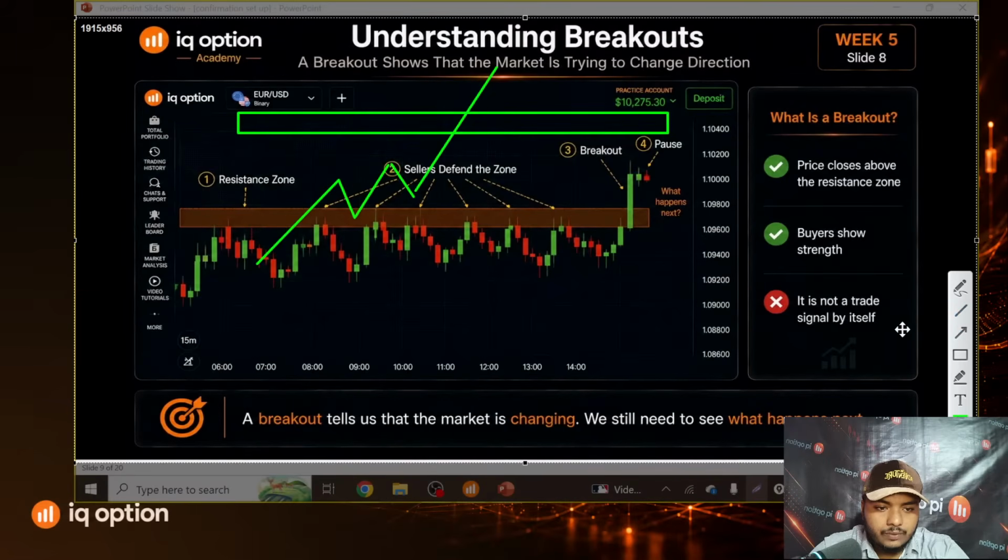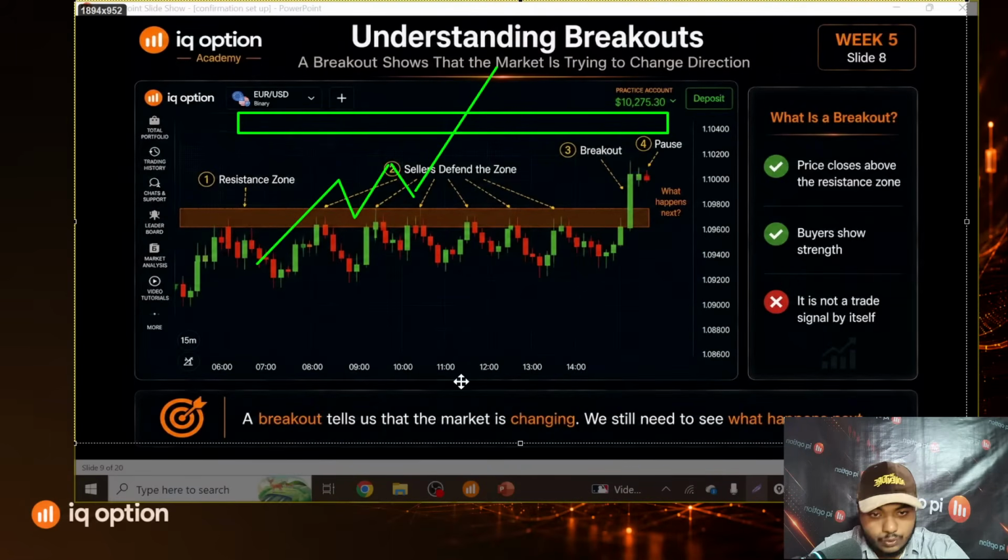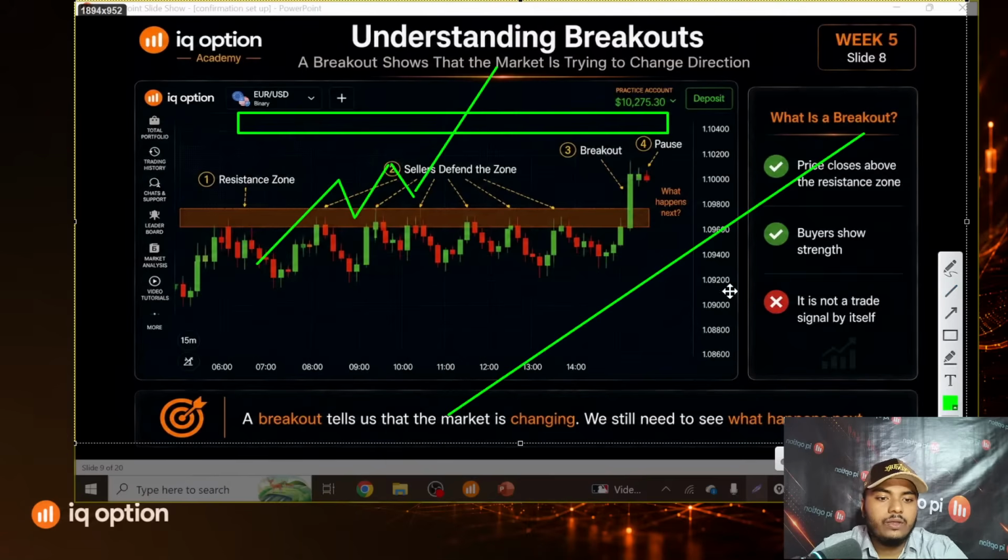Also, as you already know about trend lines, a trend line area can be broken, right? We also talked about how a trend line area is broken and how you can trade the trend line breakout. In our trend line class, we covered this one.